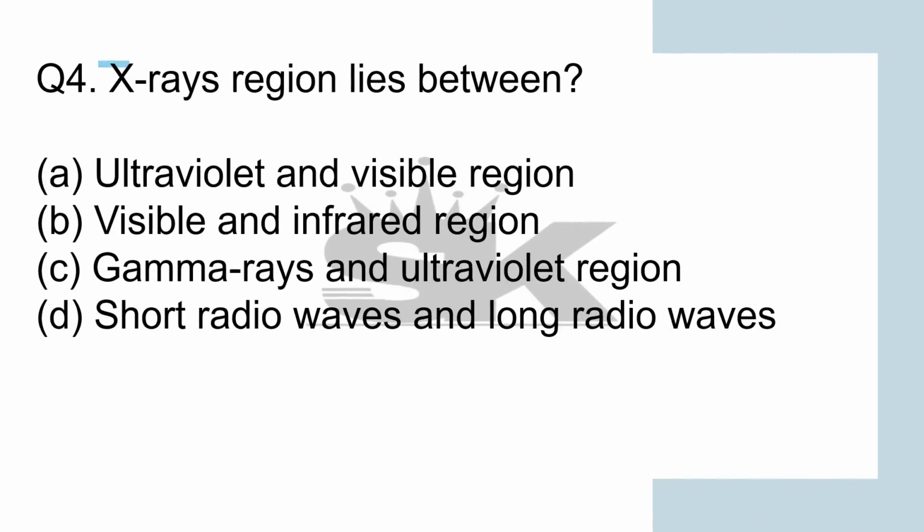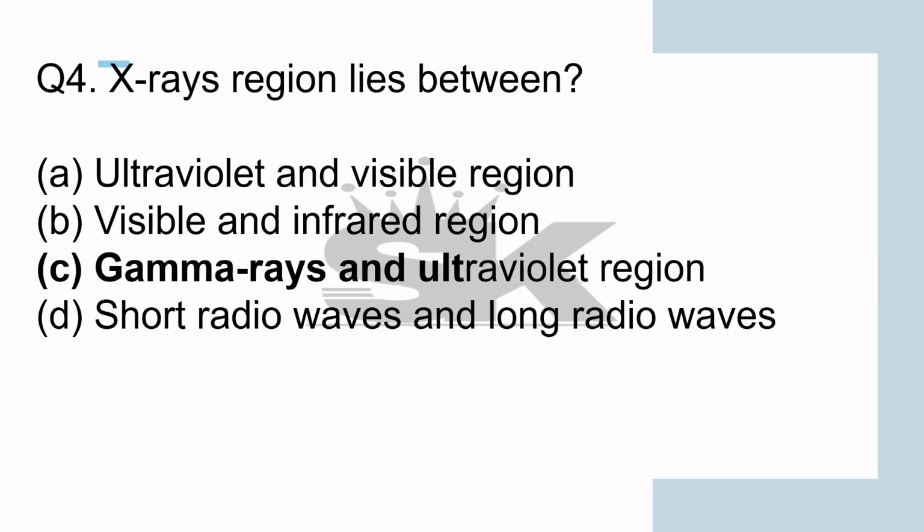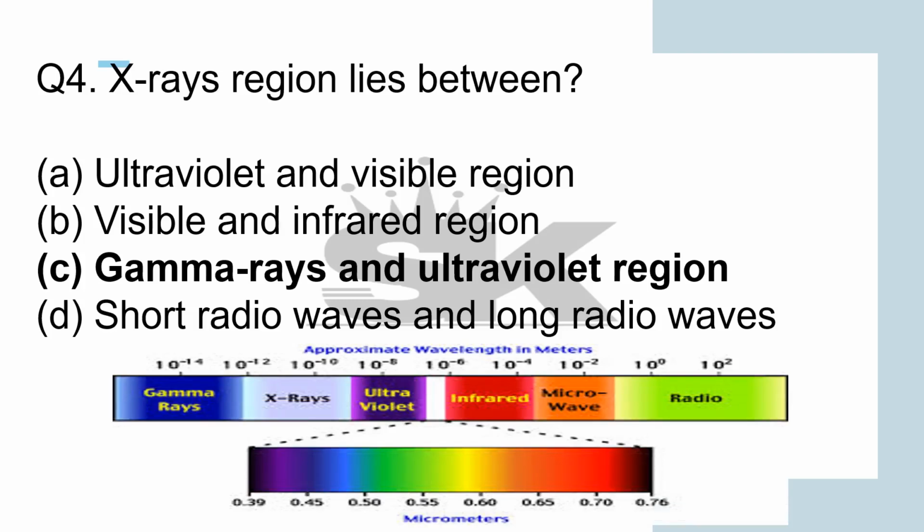X-ray region lies between gamma rays and ultraviolet rays. Okay, answer is C. This is the picture where you can see the wavelengths of different rays. Okay, next question.